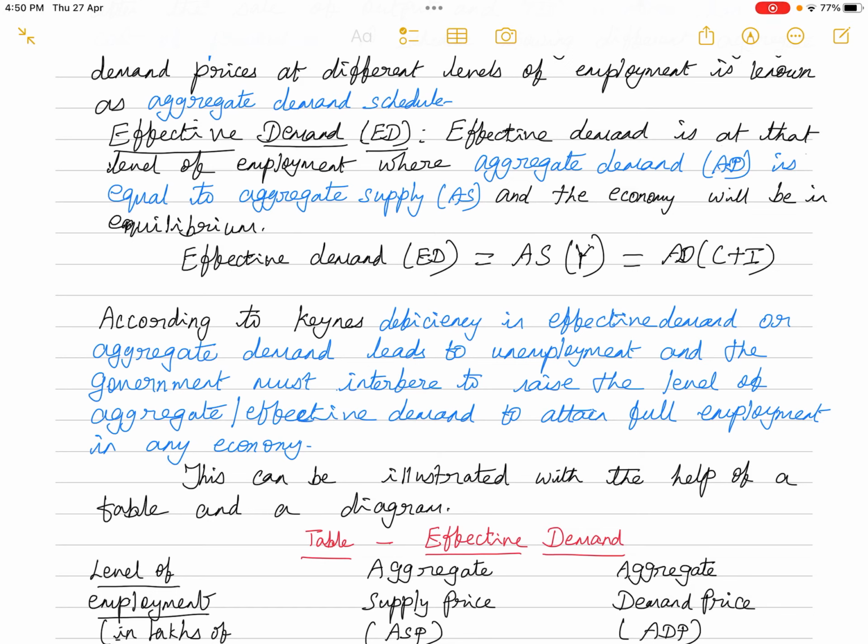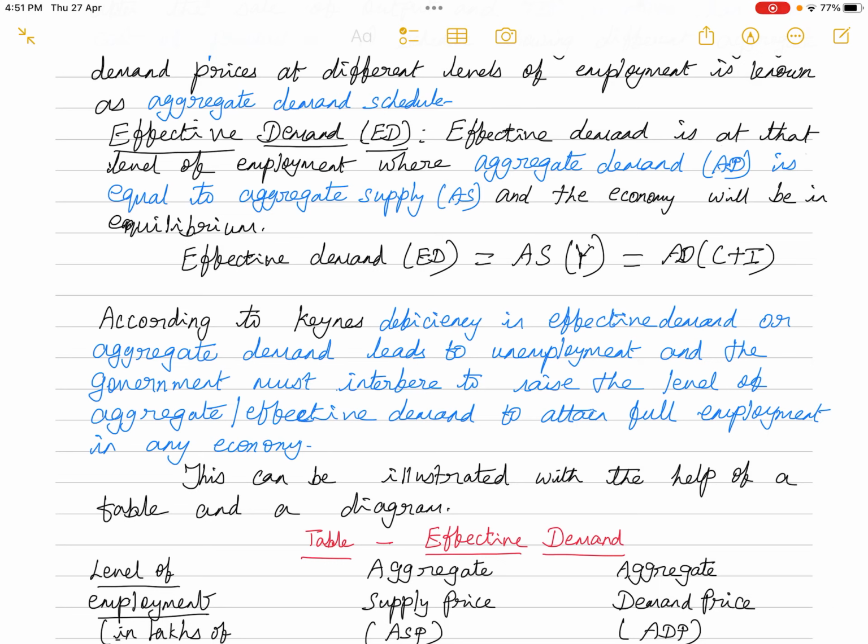Effective demand is that level of employment in a country where the aggregate demand price is equal to the aggregate supply price. Effective demand is that level where total demand for goods and services is equal to total supply of goods and services. It is that level where what the producers expect to receive is equal to what they must receive. That point is the effective demand, and the economy will be in equilibrium. Equilibrium means demand and supply match.